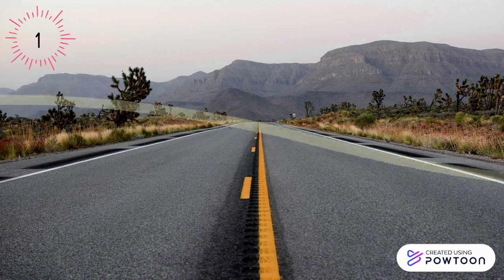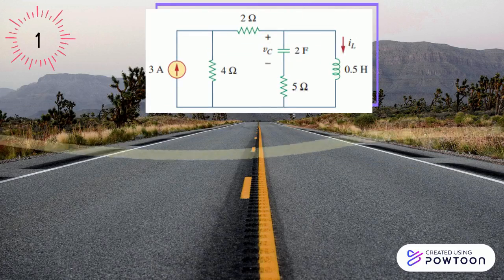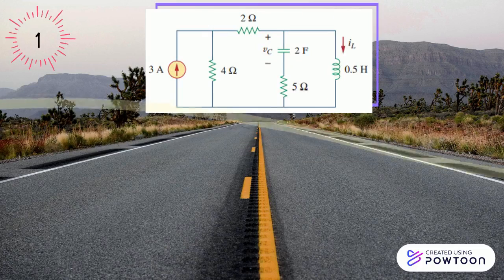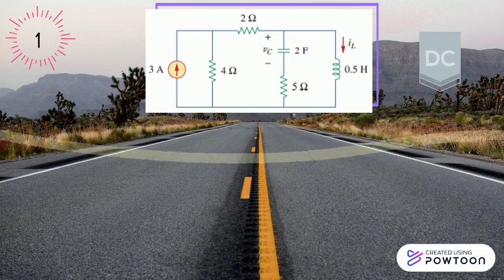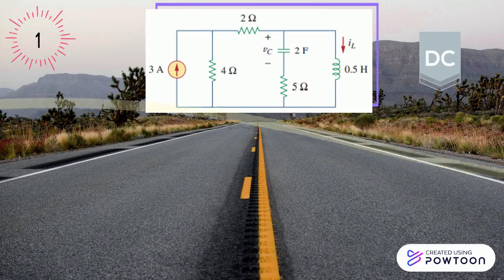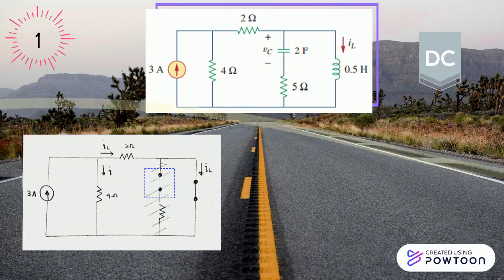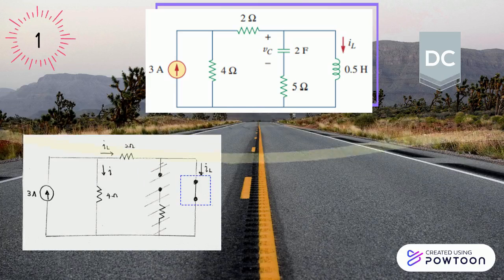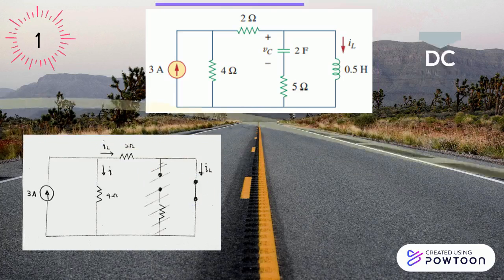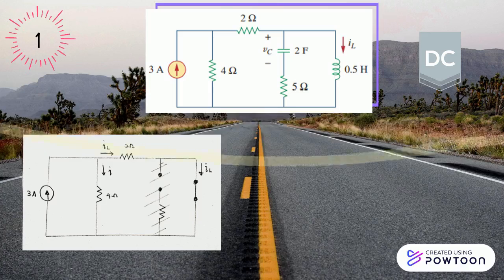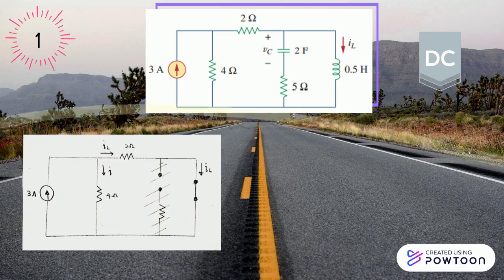Let's take a look at the first example. In this question, we have to find VC and IL in the circuit under DC condition. As mentioned before, when it is under DC condition, the capacitor will be an open circuit and the inductor will be a short circuit. Therefore, we can see that the current through the 2 ohm resistor is the same current that goes through the 0.5 Henry inductor, which is IL.